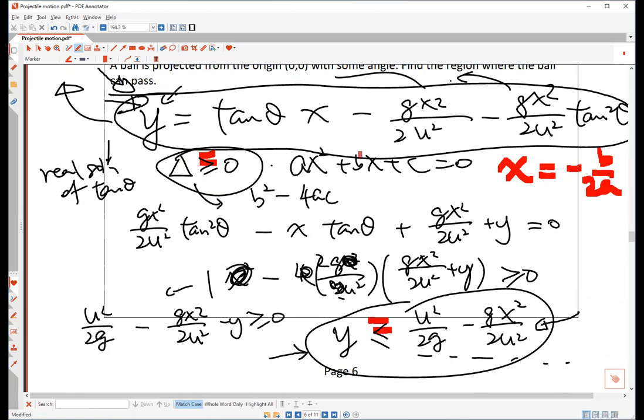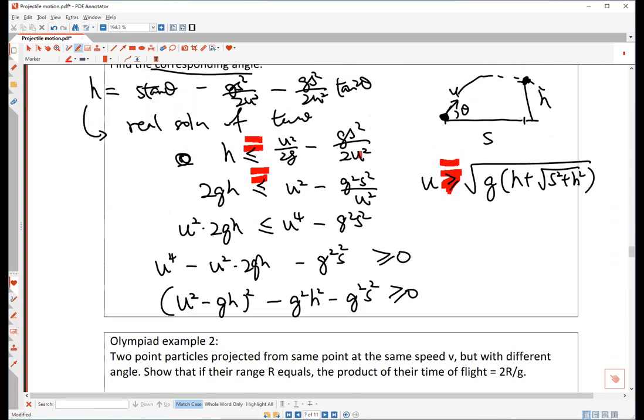So then we can directly use this equation, and tangent theta equals negative b over 2a. So what is b? b is s.